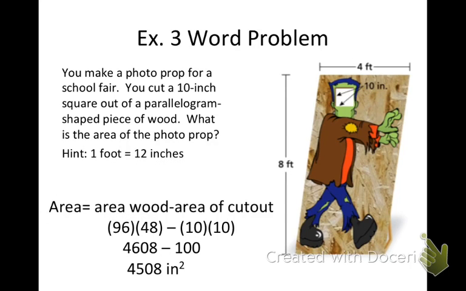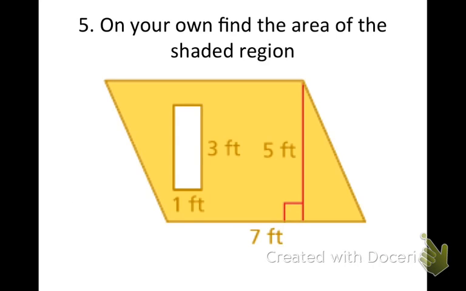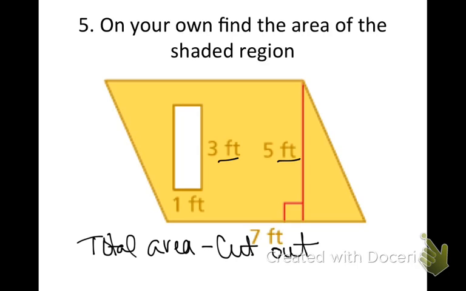Okay, so now you're going to do some practice ones on your own. So you're going to figure out the area of the yellow shaded region. So kind of like we just did, you're going to find the total area, and you're going to subtract out the cutout. Okay, this is all in feet, so you don't need to do any conversions. When you're done with that one, you're going to write your answer into the text box on the right.